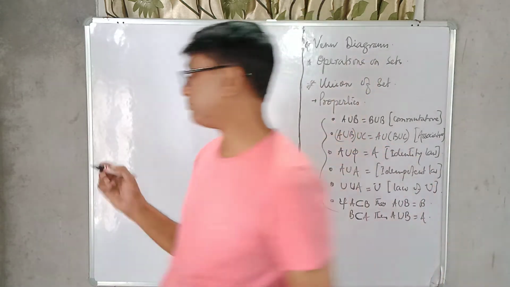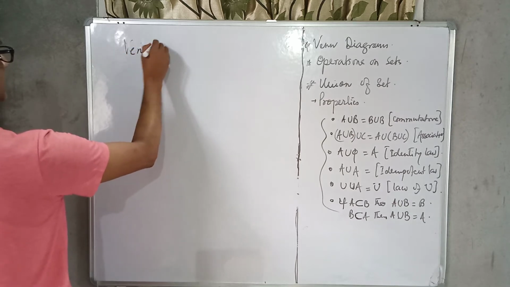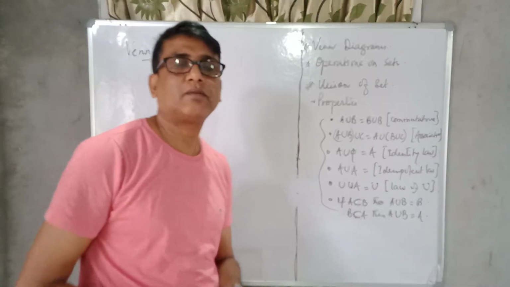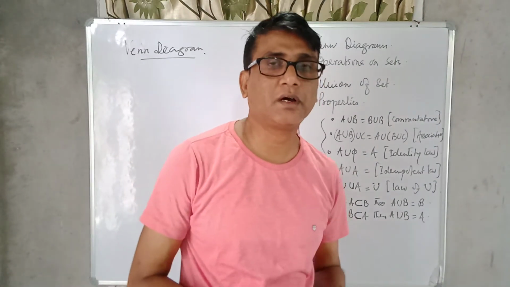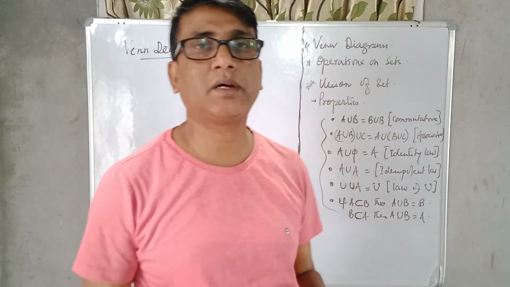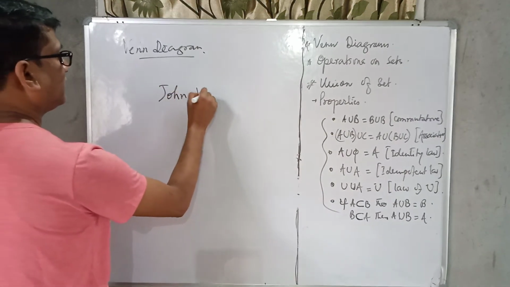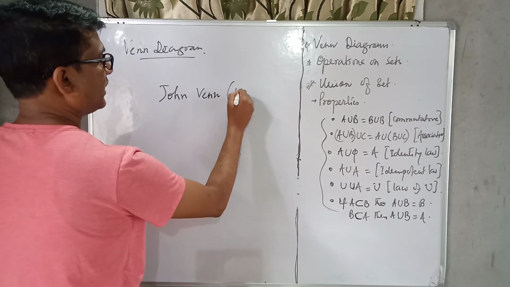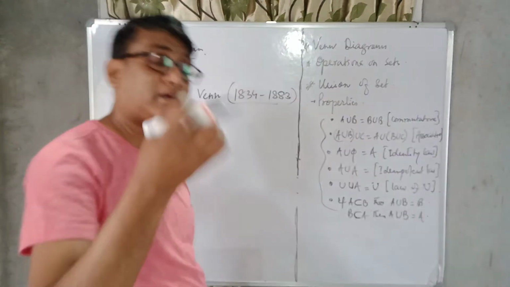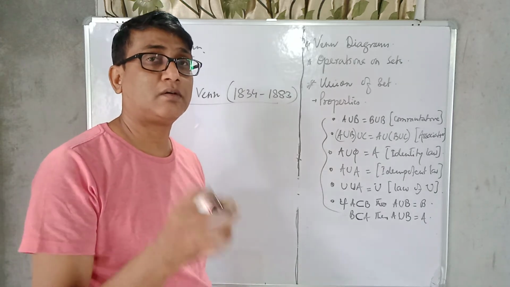Okay, let's see what the Venn diagram is. Venn diagram. In a Venn diagram, the relations between sets are represented by diagrams, and it was introduced by the English mathematician John Venn, born in 1834 and died in 1883. He introduced it to represent the relationships amongst sets by diagrams.